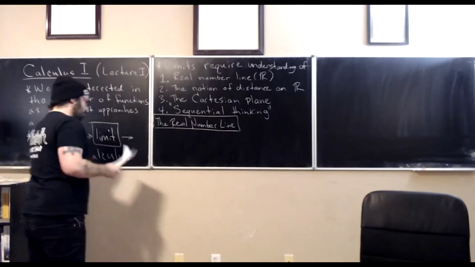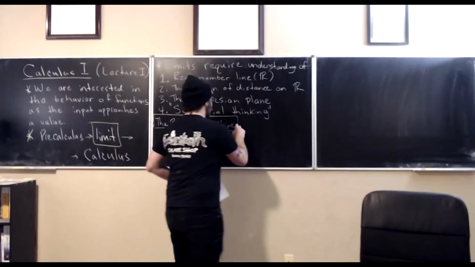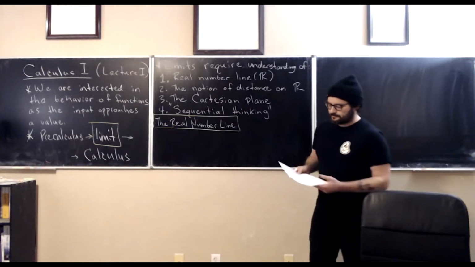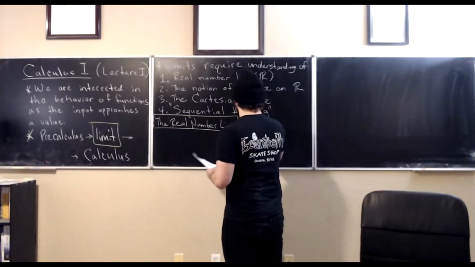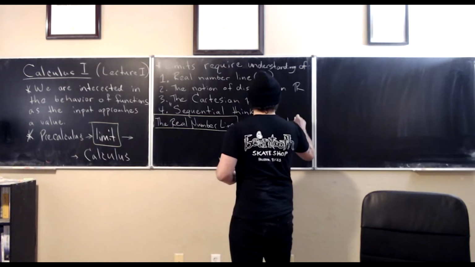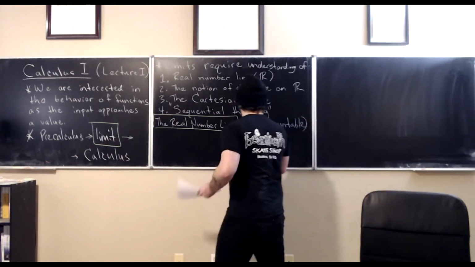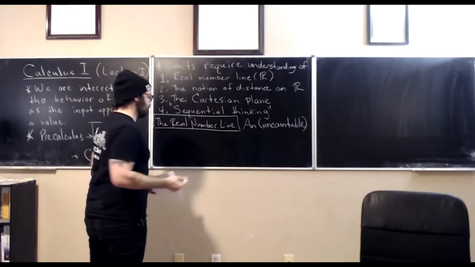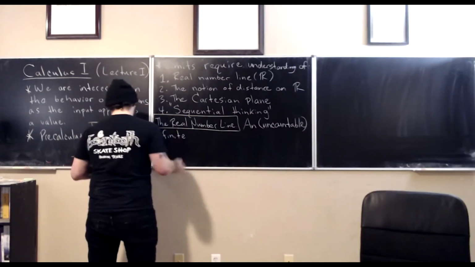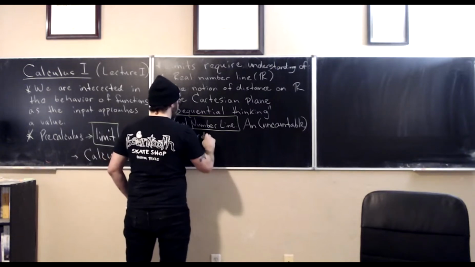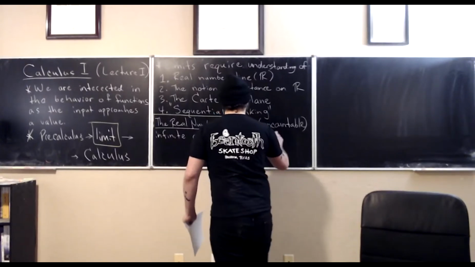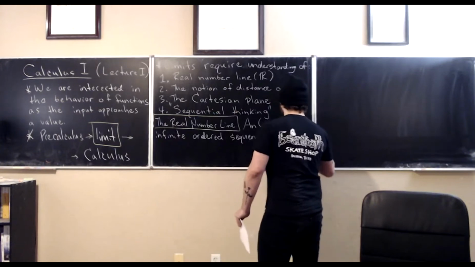All right. So hopefully all of you know that the real number line is an ordered sequence of real numbers. In fact, it's a little bit more than that. It is something called uncountable, and you don't need to understand what that is. If you're a math major, eventually you will. So it's an uncountable, infinite, ordered sequence of real numbers. It's reals.